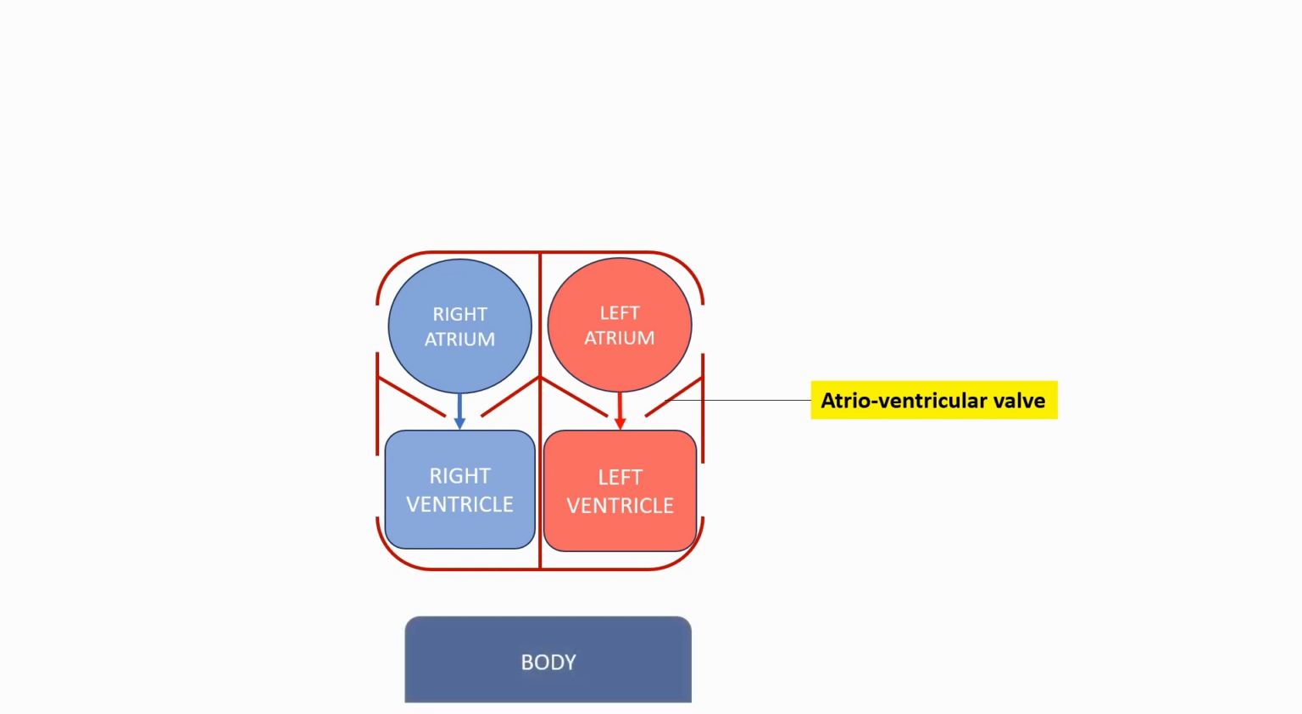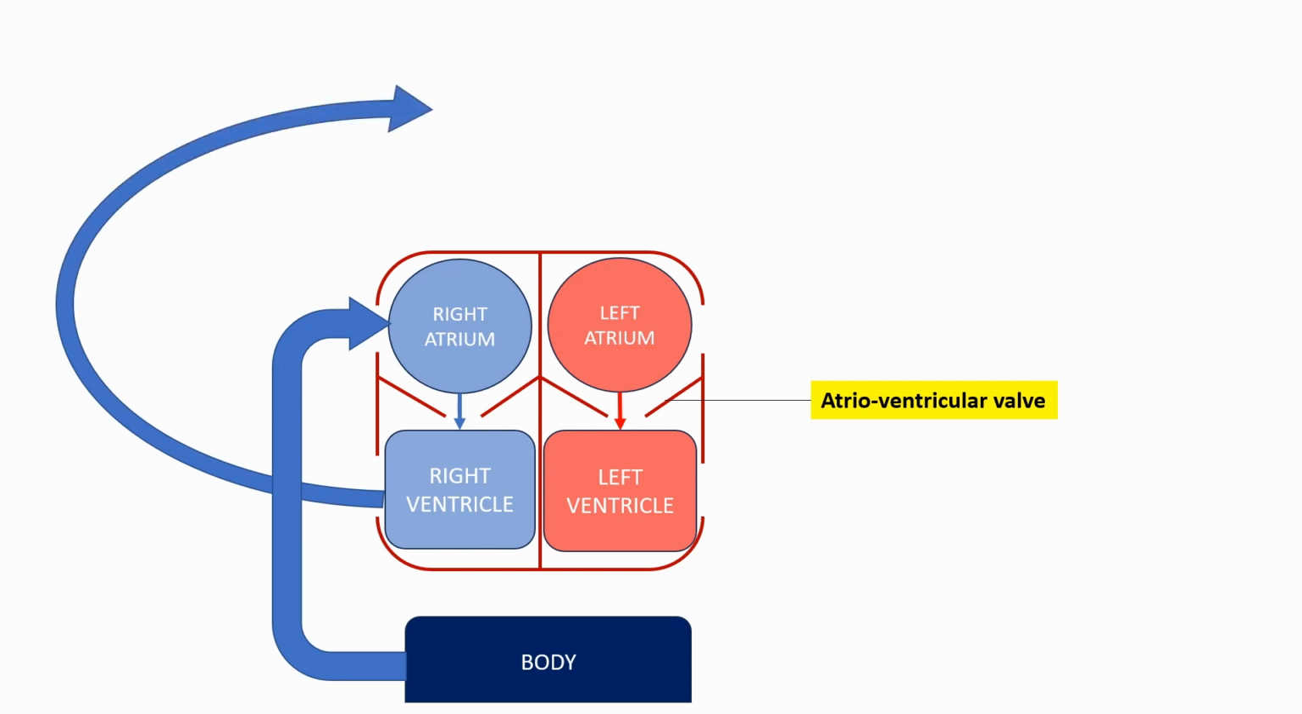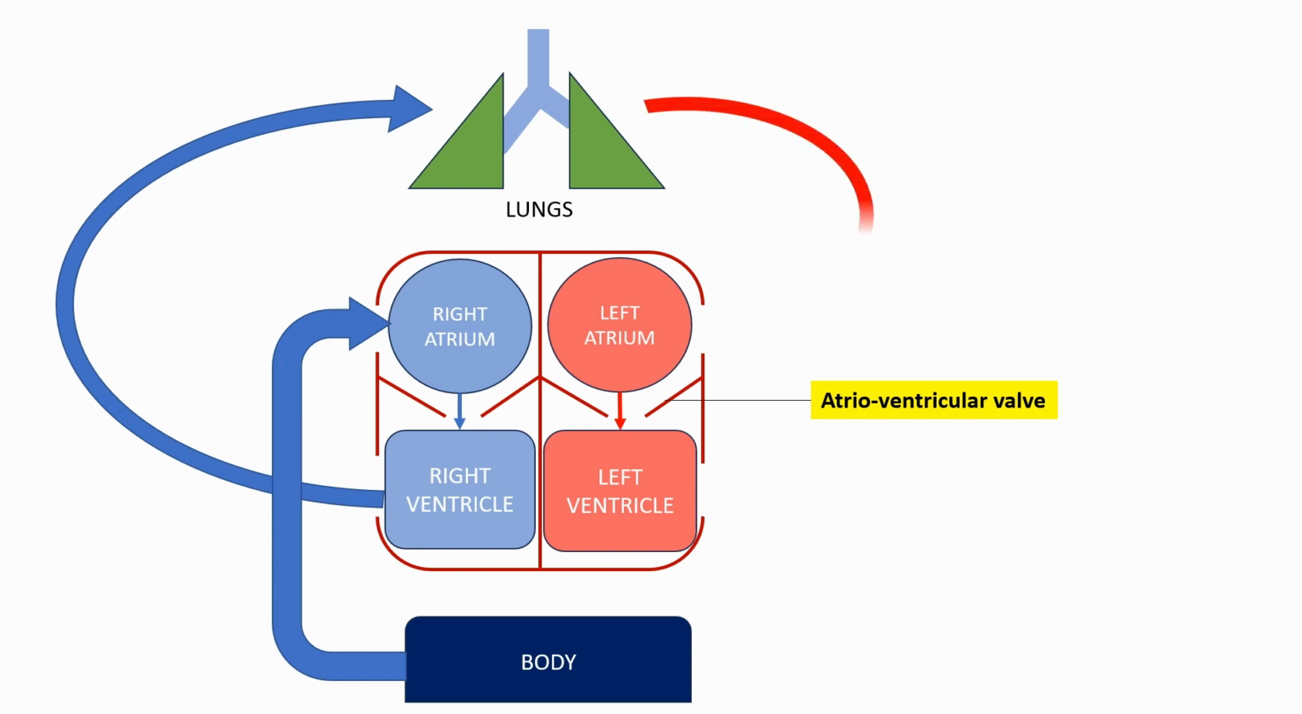Outside of the heart, the body sends its deoxygenated blood to the right atrium. This blood is pumped by the right atrium to the right ventricle, and the right ventricle then sends this deoxygenated blood to the lungs. The lungs add oxygen to this blood and return it as oxygenated blood to the left atrium. From the left atrium, the oxygenated blood goes to the left ventricle, and the left ventricle sends this oxygenated blood all over the body.